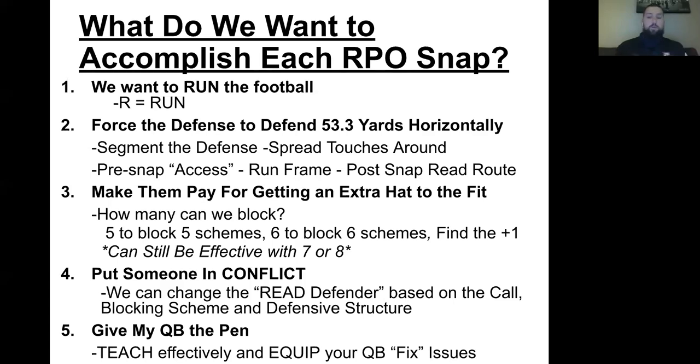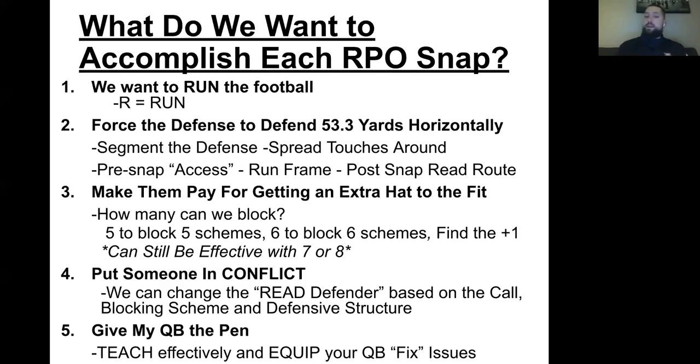And then we have our post-snap read if we need to fix anything, right? We want to make the defense pay for getting an extra hat to the fit, right? If they can get an extra hat to the fit, we got to make them pay because we don't want to lose that numbers game. And we got to know how many do we have to block within the run frame. Do we have 5 to block 5, 6 to block 6? And we need to find the +1. We identify the +1. And if they try to get that +1 to the box, we got to make them pay with that post-snap or pre-snap fix, right?